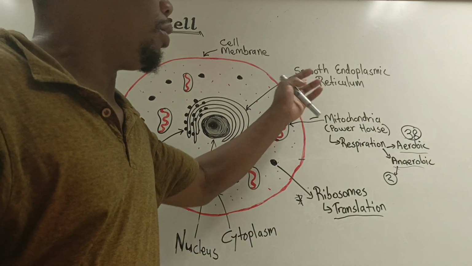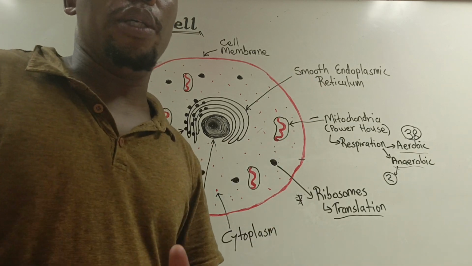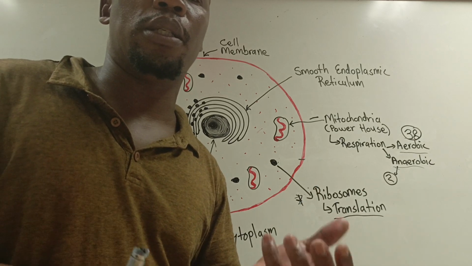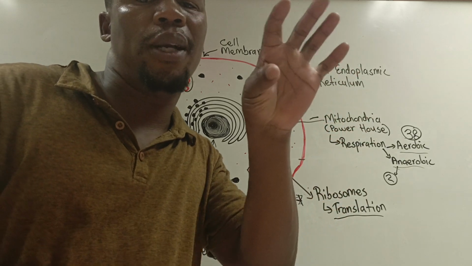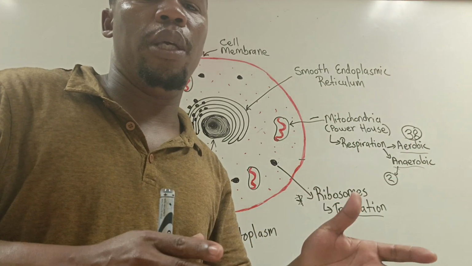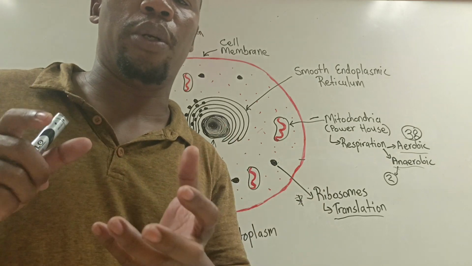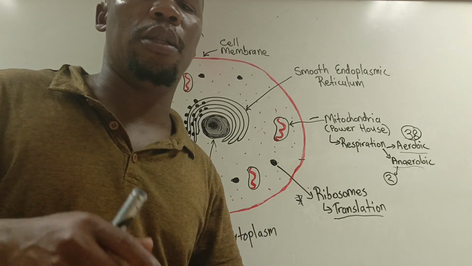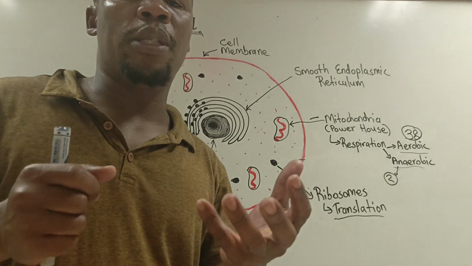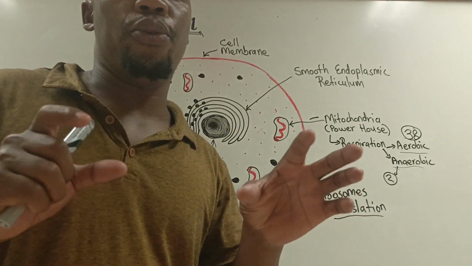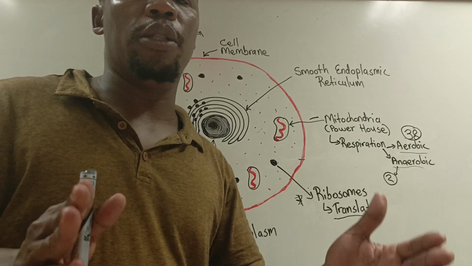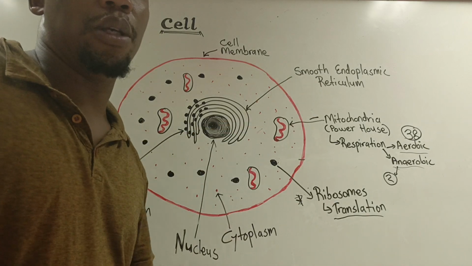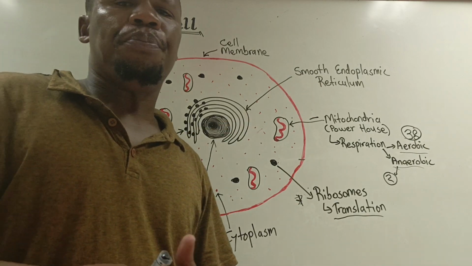Still in the smooth endoplasmic reticulum, we use this cholesterol to synthesize some hormones. Cholesterol, we use it to make hormones like testosterone, hormones like estrogen, hormones like progesterone. We build those hormones from cholesterol. So we build hormones from the smooth endoplasmic reticulum. Yeah.